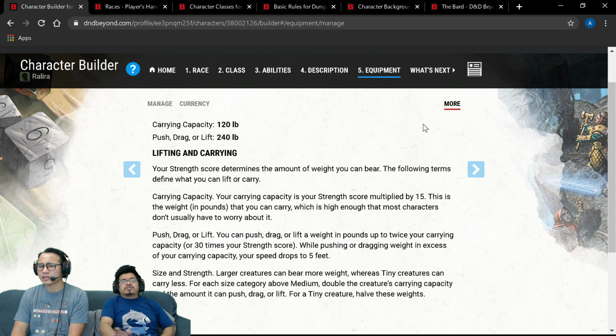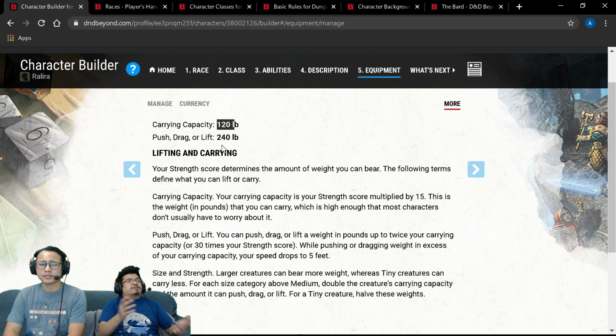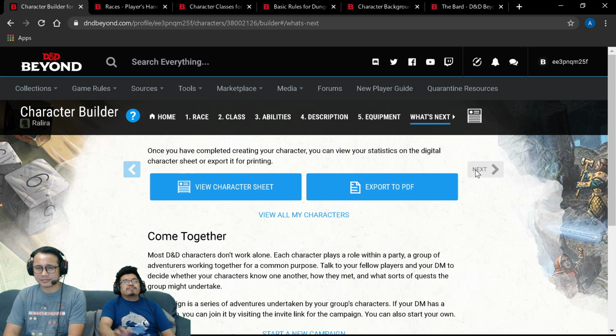There's encumbrance. Just to talk about it, you could be carrying 120 pounds while being fine with this current build, and you could push, drag, or lift things that are 240 pounds. So you're strong, but you're not as strong as many others. And this matters because, let's say there's a boulder and you need to get it off of a cliff. Just pick that sucker up.